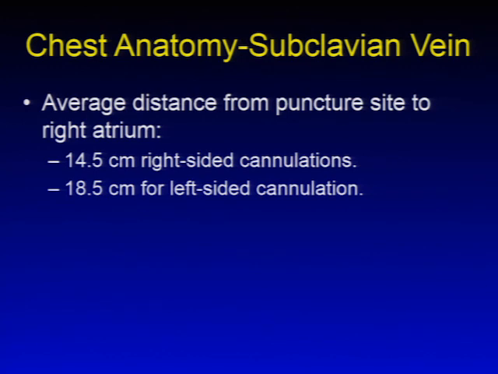The vein is a common site for central venous cannulation. The average distance from puncture sites to the right atrium are 14.5 centimeters for right-sided cannulations and 18.5 for left-sided cannulations. Potential complications include air embolism, arterial puncture, arrhythmias, pneumo or hydrothorax, cardiac tamponade or pericardial effusion, or hydromediastinum.